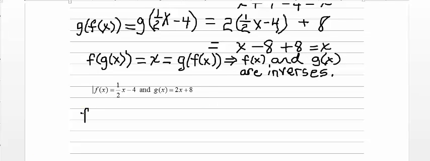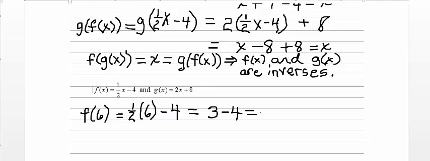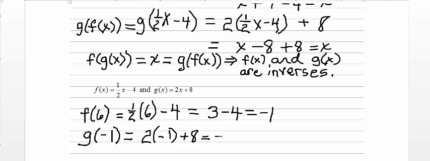Notice we also, I want to point out that inverse unravels the operations of the function. So if I take 6 and put it into f, I get negative 1. If I turn around and put negative 1 into g, since these two functions are inverses, notice what happens. I get 6.